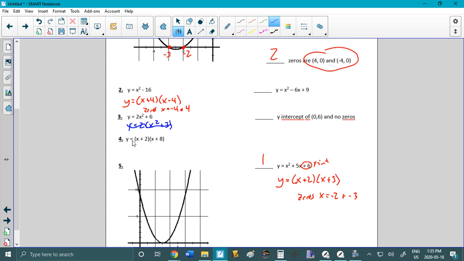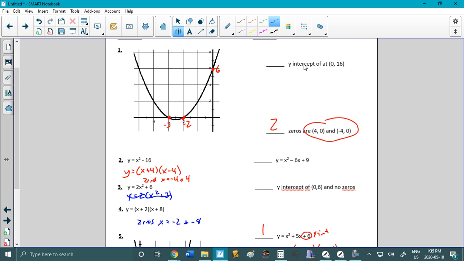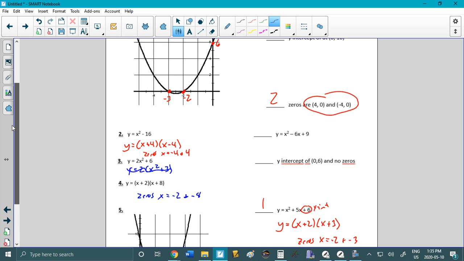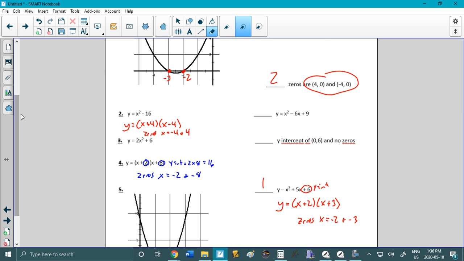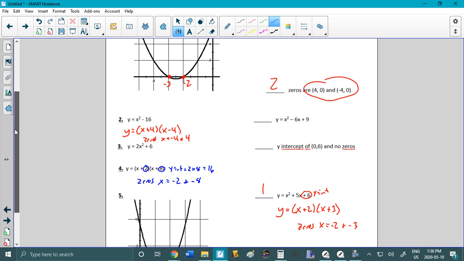All right, next one. Y equals x plus 2 and x plus 8. So the zeros are x equals negative 2 and negative 8. So let's take a look here. Y-intercept of 0, comma 16. Oh, if we FOIL this out, the y-intercept is 2 times 8, which equals 16. So that's the one. That's got to be the one right there. All right, so that's number 4.